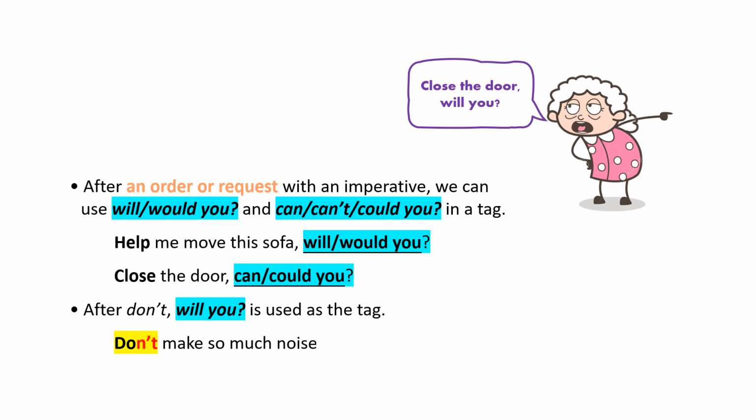When you want to ask somebody not to do something, you would usually say, don't, blah, blah, blah. So what should we add after don't something something? We would use will you as the tag. For example, don't make so much noise, will you?